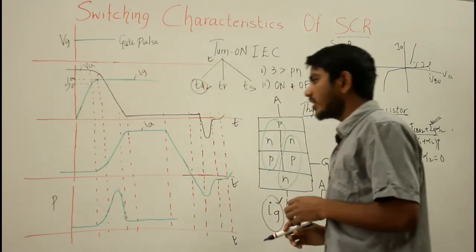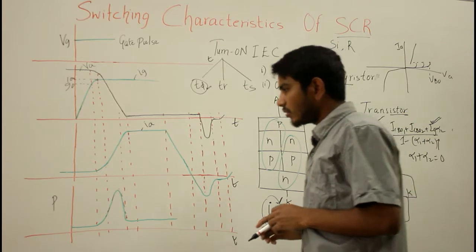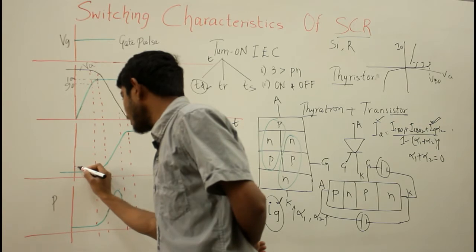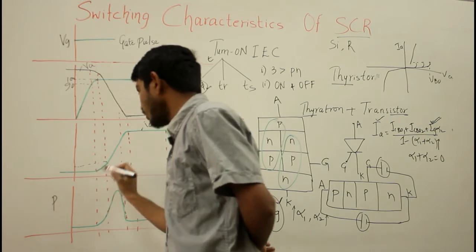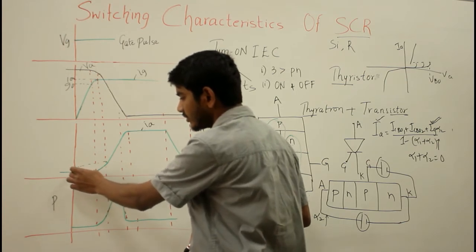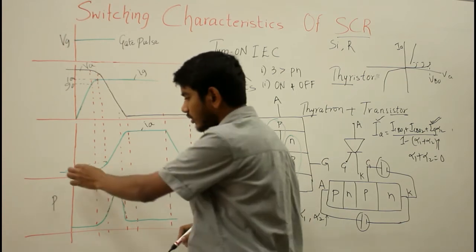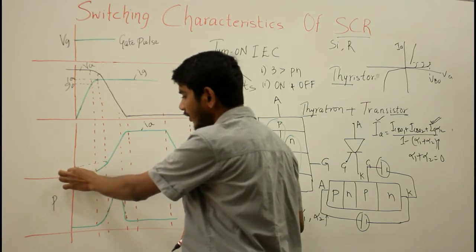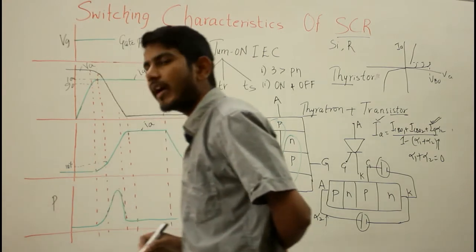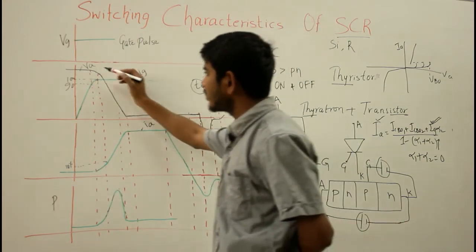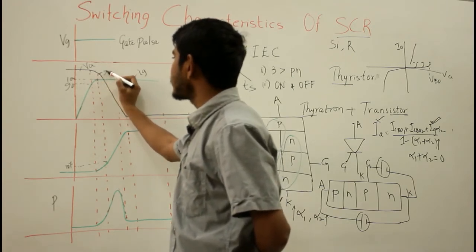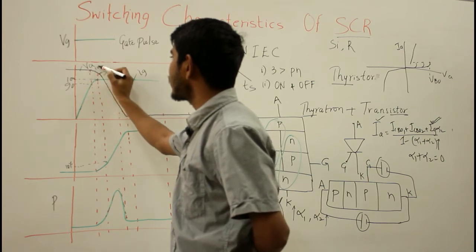Looking at it from another point of view, the delay time is also defined as the time interval for which the anode current is moving from the forward leakage current. This is the forward leakage current here. So the delay time is defined as the anode current moving from the forward leakage current to 10% of its final value. At the same time, there is a fall in the anode voltage from 100% to 90%. So here you have 90%, this is 100%.